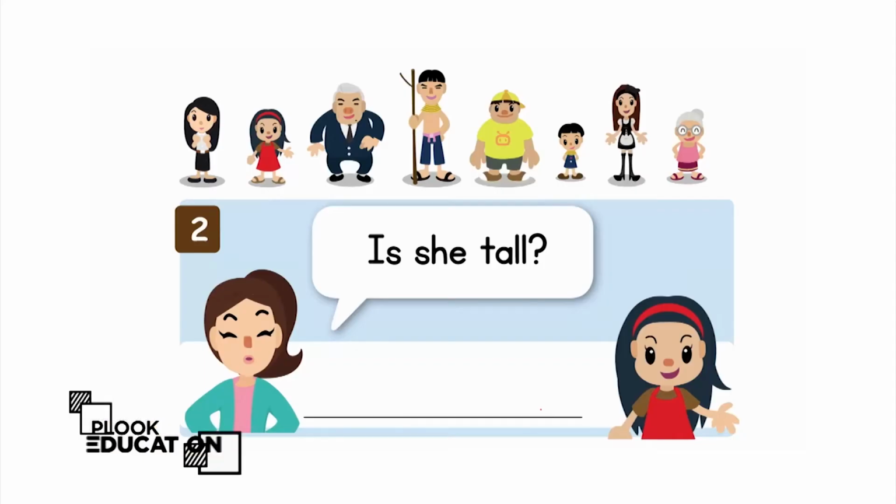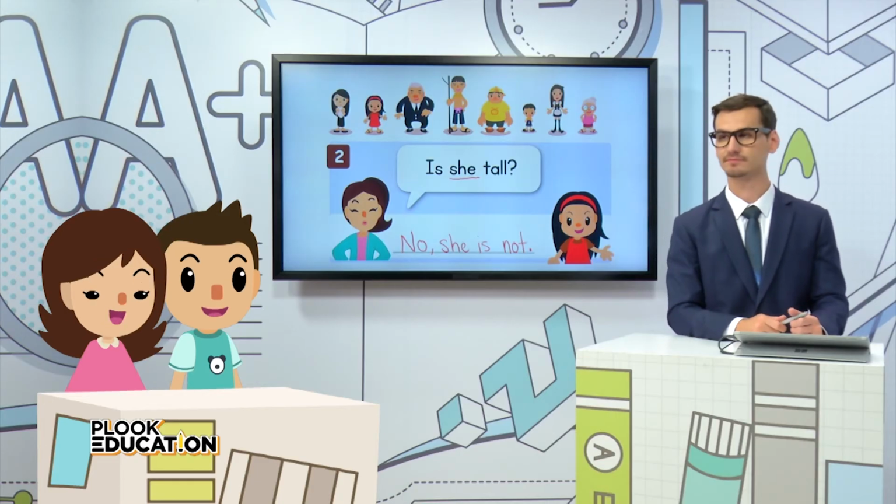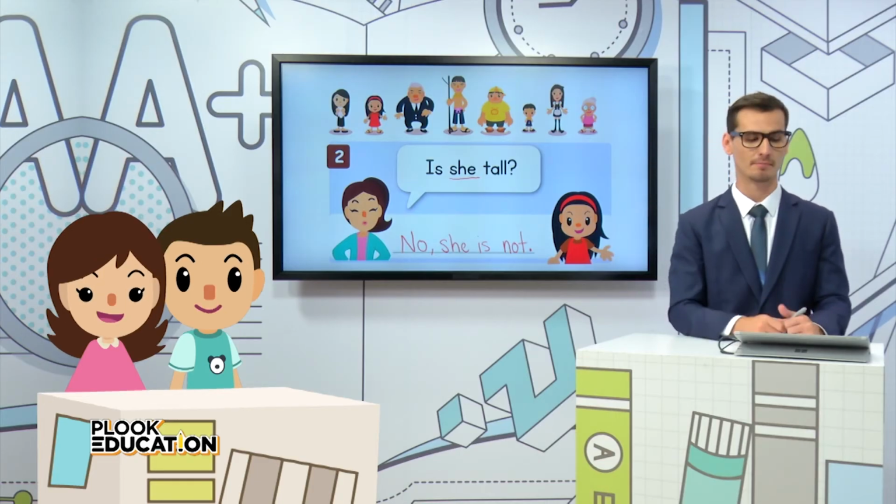Do we have the word you here? No. We're using the word she. So our answer will have to use she too. Is she tall? No, she is not. Good job. Is she tall? No, she is not. Good job.